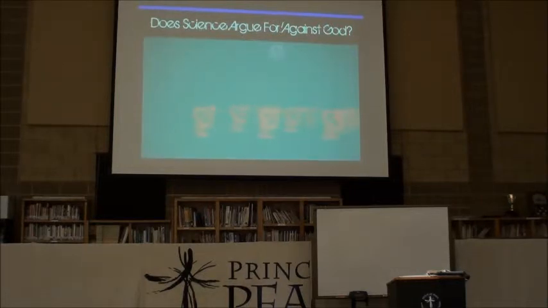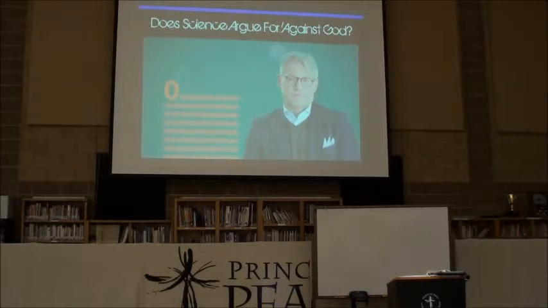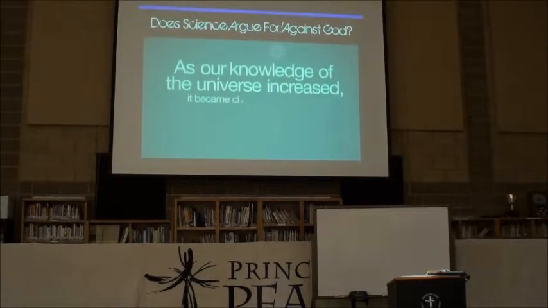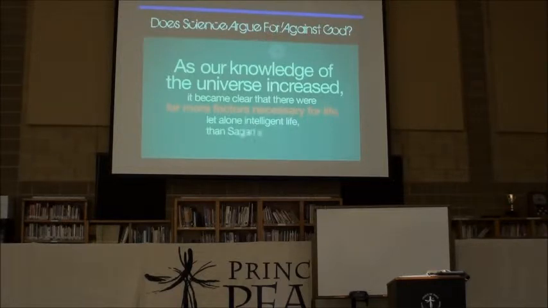With a vast radio telescopic network, scientists listened for signals that resembled coded intelligence. But as the years passed, the silence from the universe was deafening. As of 2014, researchers have discovered precisely bupkis, nada, zilch, which is to say zero, followed by an infinite number of zeros. What happened? As our knowledge of the universe increased, it became clear that there were, in fact, far more factors necessary for life, let alone intelligent life, than Sagan supposed.